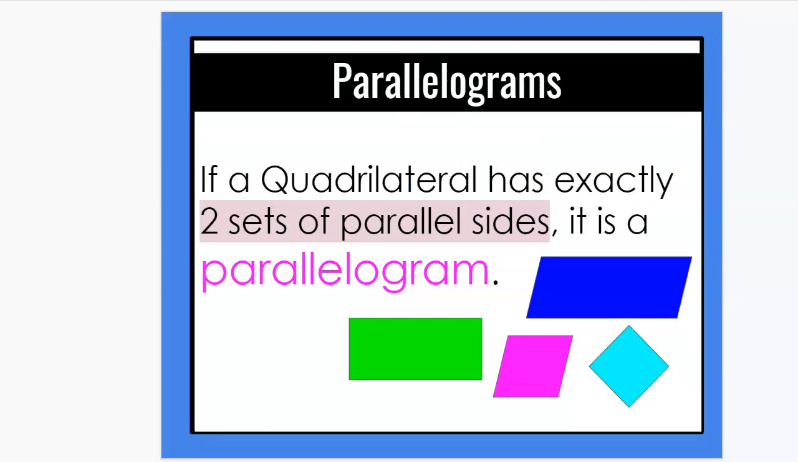Another category is the parallelogram. The quadrilateral has to have exactly 2 sets of parallel sides to be classified as a parallelogram. Now these are all examples of parallelograms down here because they fit that particular requirement. They have 2 sets. There's one set and then the second set of parallel lines. And that is true for each of these shapes. So all of those shapes are called quadrilaterals, and they're also called parallelograms.